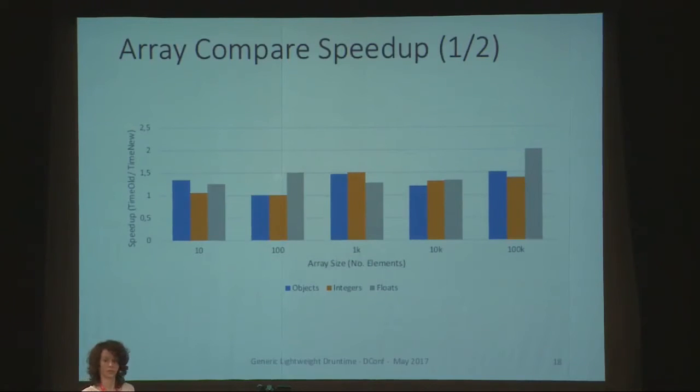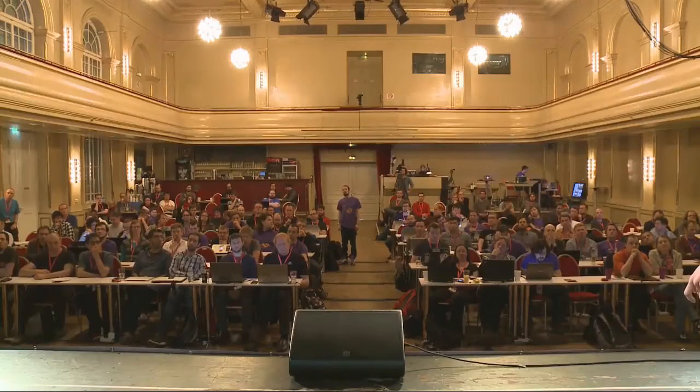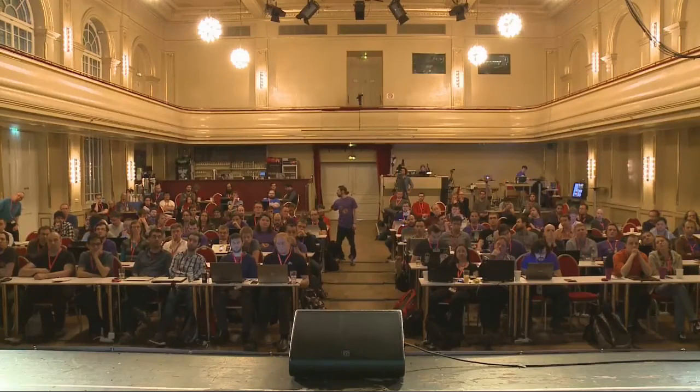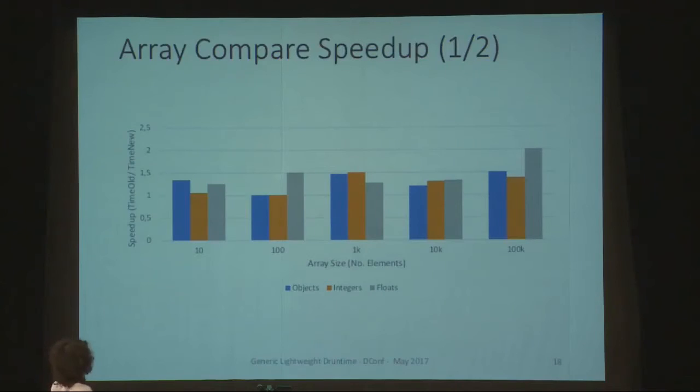I think there's a question. So this is DMD optimization, right? Yes, this is for DMD alone. Okay, so one means that there is basically no speedup, and you can see here that we're not losing any performance. We're just gaining slight performance because we removed those indirections in some cases.